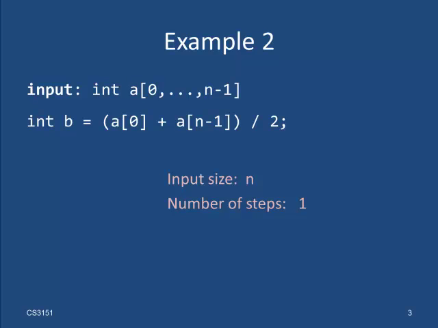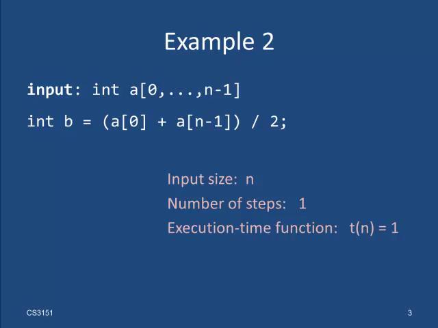Which way to count is correct? Well, we will see later that it does not matter if we count the instruction as 2 steps or just as 1 step. So let's stick with 1 step. Then the execution time function t of n is 1. Note that it does not matter how many elements the array has. The program performs just 1 instruction irrespective of the input size.